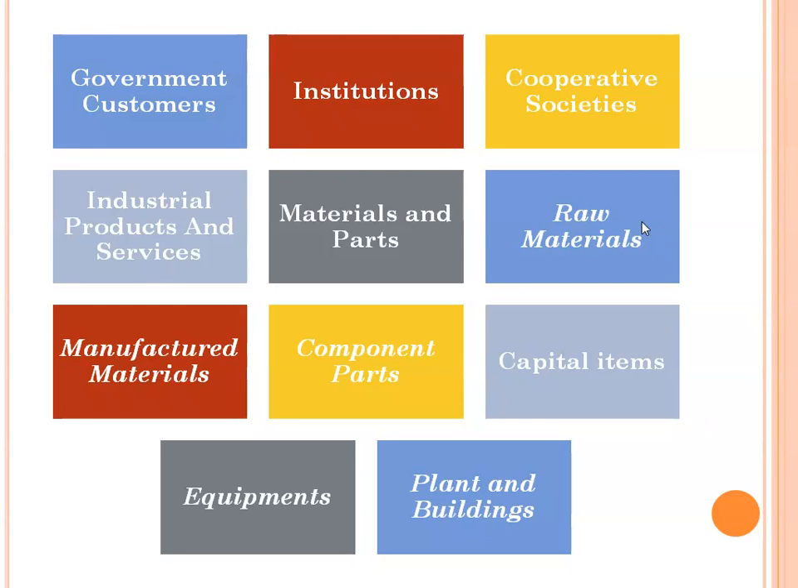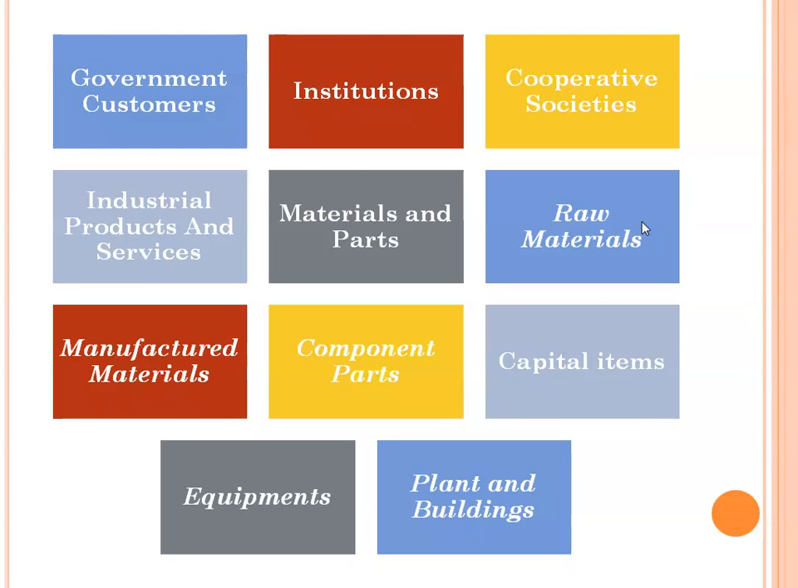Next, institutions. Public and private institutions such as hospitals, schools, colleges, and universities are termed institutional customers. Some of these institutions have rigid purchase rules and regulations, while others have more flexible rules. An industrial marketing person needs to understand the purchasing practices of each institution so that he can effectively do the marketing of the products and services.